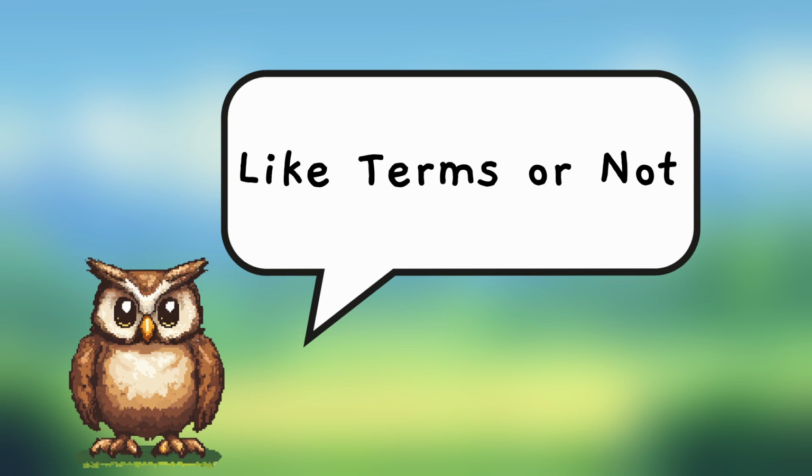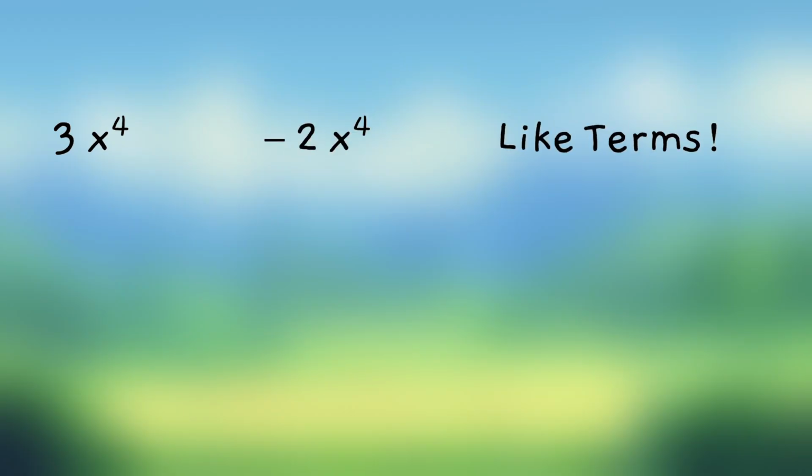For practice, let's play like terms or not. I'll show you two terms at a time, and you have to decide if they're like terms or not. 3x to the fourth and negative 2x to the fourth. Like terms, the variables and their exponents are the same.